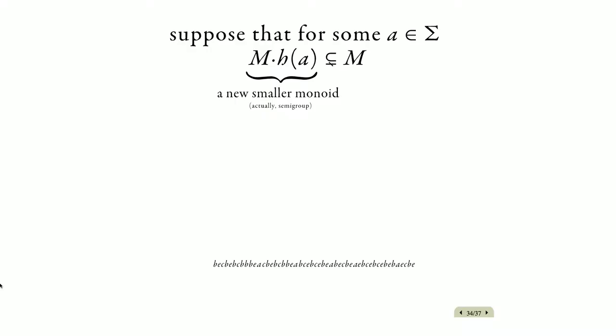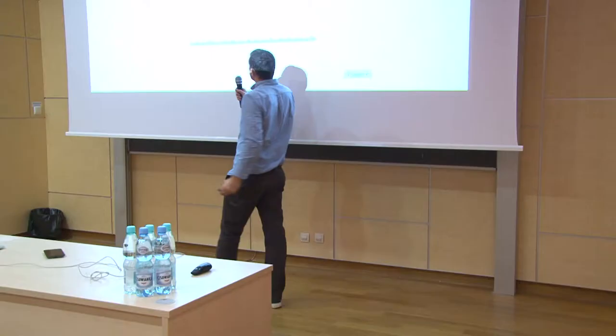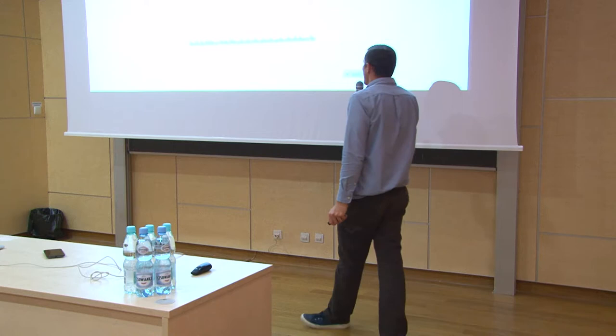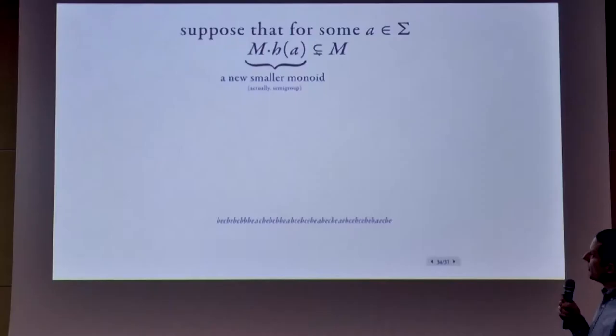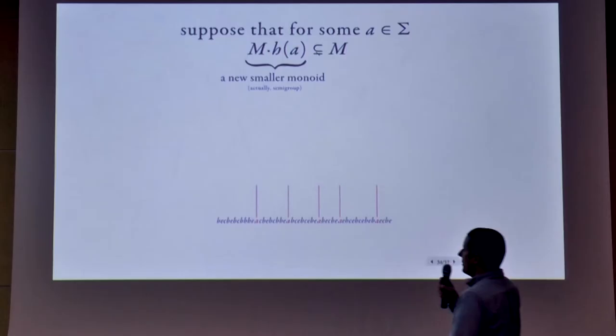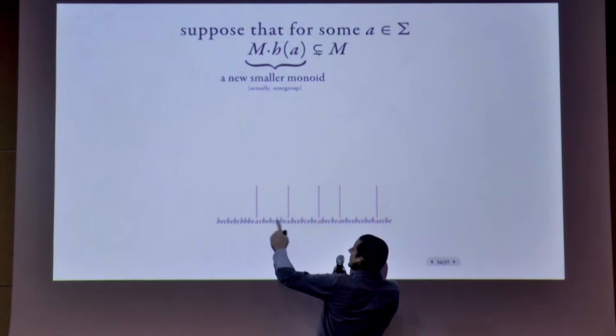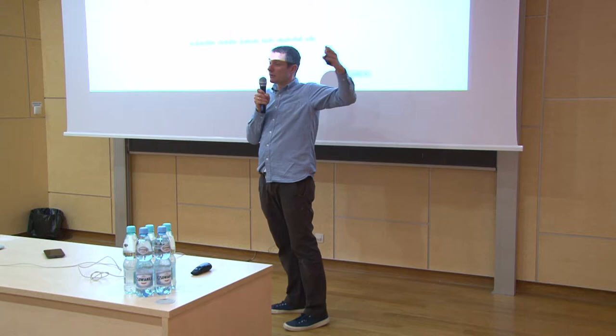Okay. And now I'm going to use that to create the tree. So I have an input word. And what I do is I have this letter here which decreases the monoid. So I see where it appears. These are the occurrences of the letter a. This is the letter which decreases our monoid. So I just identify all positions where it appears.